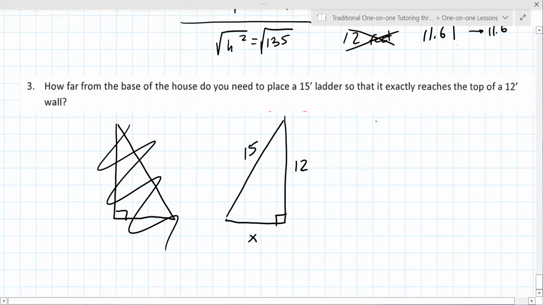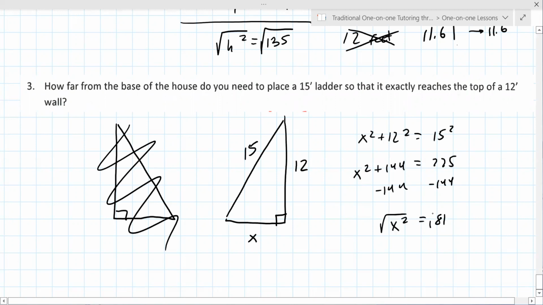Audio is cutting. Well, let me just finish this one up here. X squared plus 12 squared equals 15 squared. X squared plus 144 equals 225. You subtract 144 from both sides. X squared equals 81, square root of both sides, and X ends up equaling 9 feet.